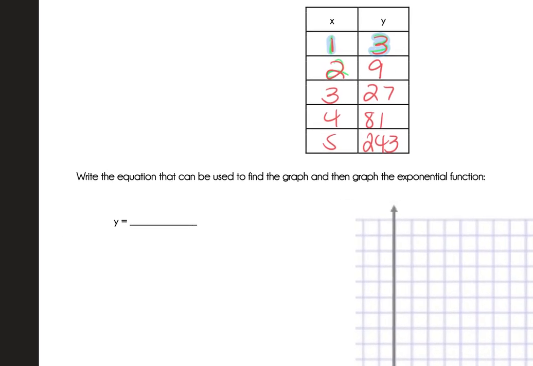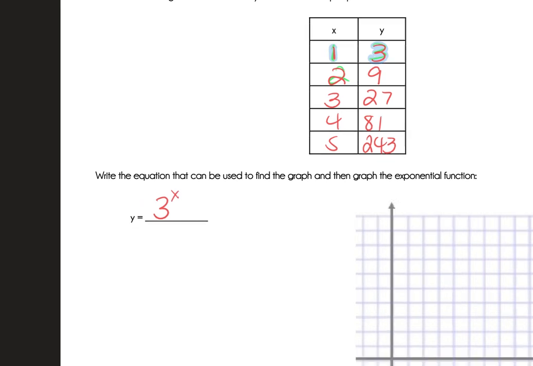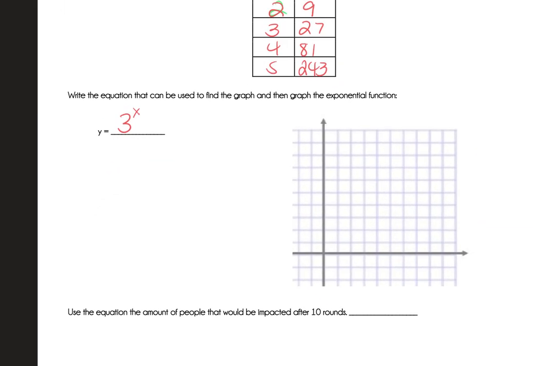What kind of model is this? Exponential. What would the base be? 3. What does an exponential model look like? It's a curve. At 1, it would be 3. At 2, it would be 9. And then it gets so big it goes off the graph.